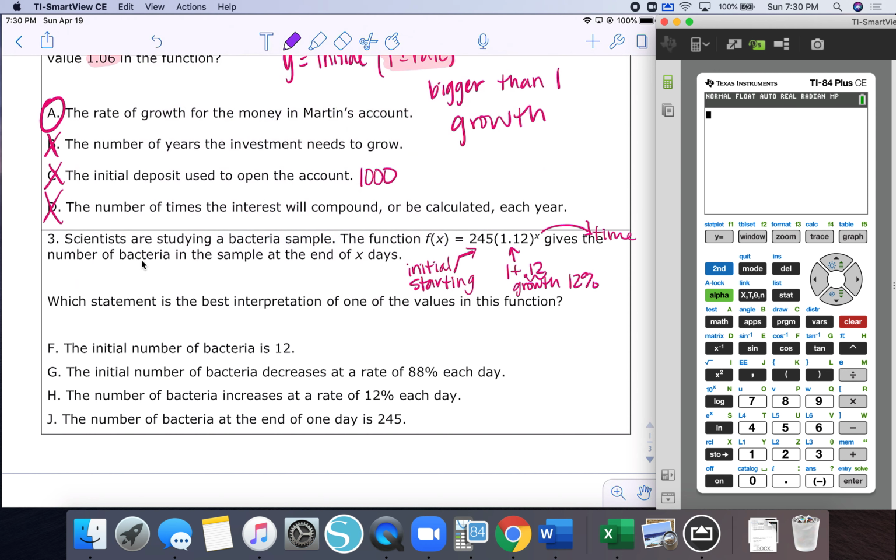Initial number is 12. No, we said our initial is 254. Initial number decreases. Well, it's not decreasing because that rate is bigger than 1. The number of bacteria increases at 12%, that's true, and then the number of bacteria at 1 day, no, that's false, because this is not at the end of 1 day, this is where we start. So H is going to be my correct answer, because I'm starting at 1 and I am adding 0.12 to get a growth of 12%.